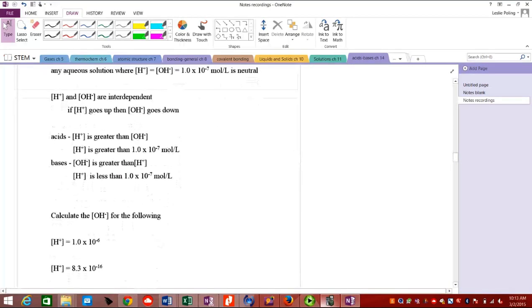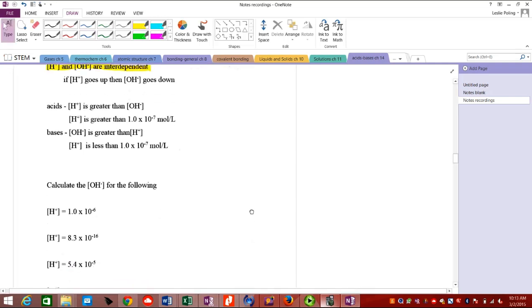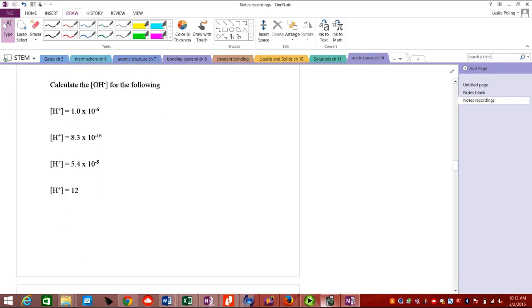Now, since H plus times OH minus is constant, they are interdependent and actually inversely related. When one goes up, the other goes down. Acids are when the H plus is greater. Bases are when the OH minus is greater. So let's calculate these.